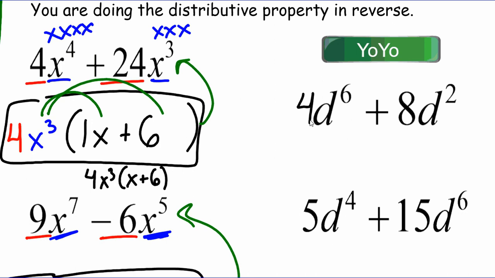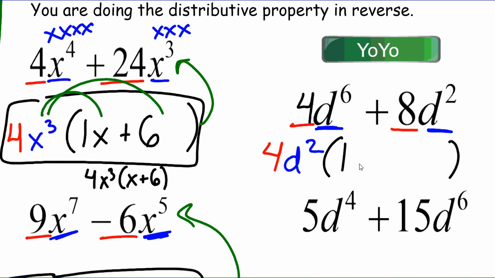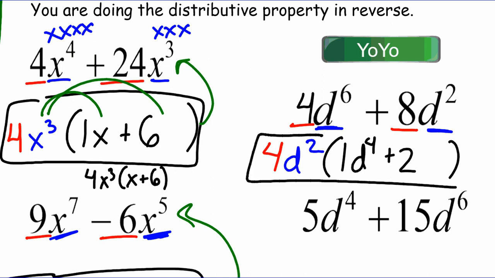Okay, let's give it a go. What's the biggest number that goes into 4 and 8? Well, 4. This has 6 d's, this has 2. What's the most amount I can divide out of both? Well, just 2. So 4d squared. In parentheses, what's left behind? There'd be a 1. This needs 6 d's, so I need 4 more. Plus, this has to be a 2 to make 8. I've already used both d squared, so I'm done. 4d squared times (d to the 4th plus 2).